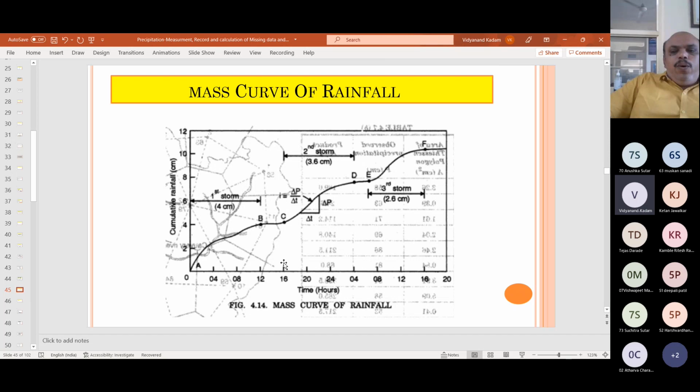So is it clear to all what a mass curve of rainfall is? It is a curve plotted between cumulative rainfall and time. From this curve, we get information on all these points.